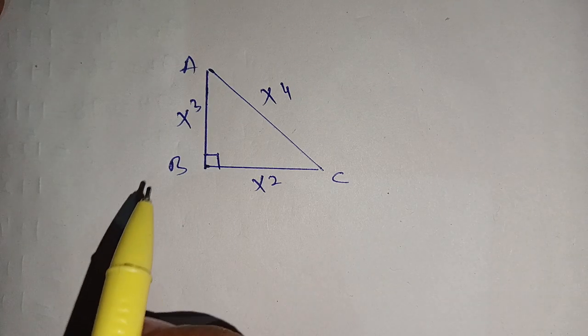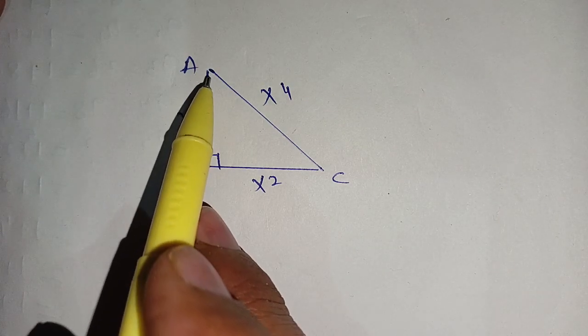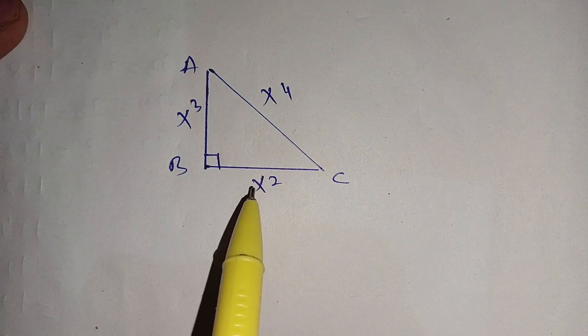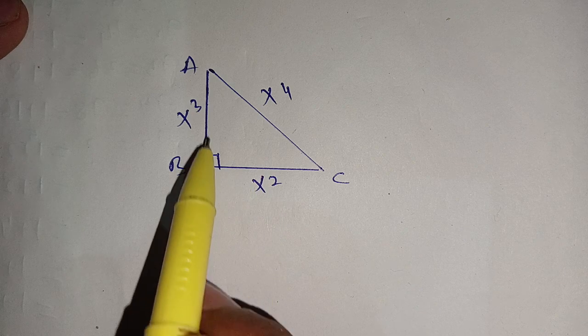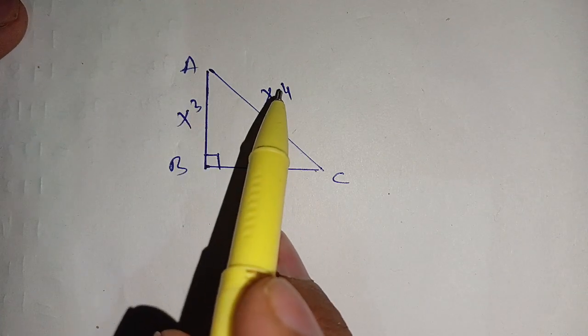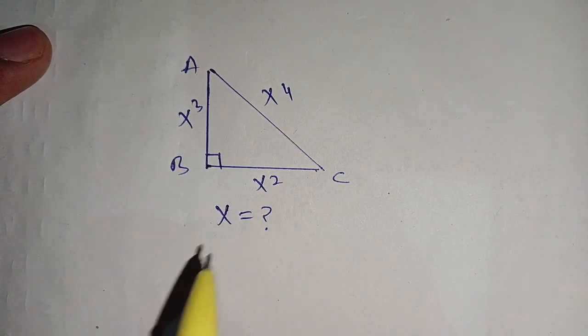Everyone, in today's video we are going to solve this geometry problem. Here is a right triangle ABC, where the base is x power 2, the height is x power 3, and the hypotenuse AC is x power 4. We have to find the value of x.